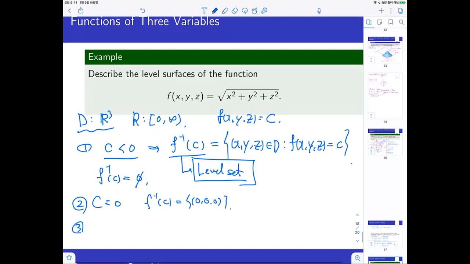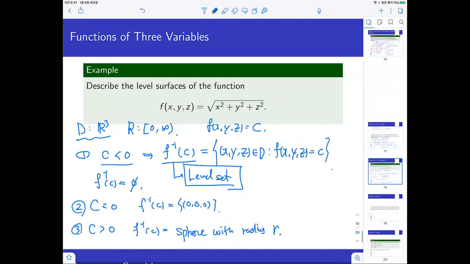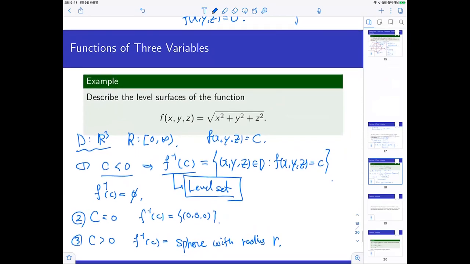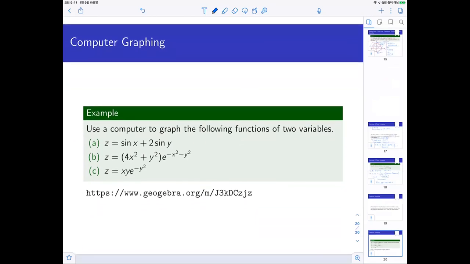If c is positive, then this is a sphere, only the shell of the sphere. f inverse c is the sphere with radius square root of c at the origin. So we can classify this level set easily because this is just the distance from the origin. The remaining part is plotting with a computer, but we'll omit this part.